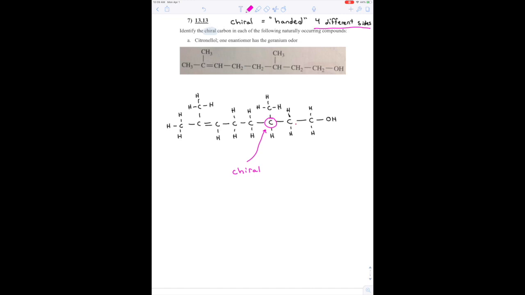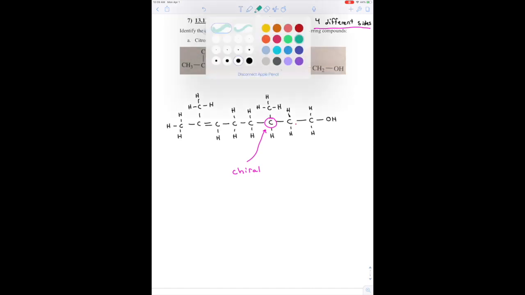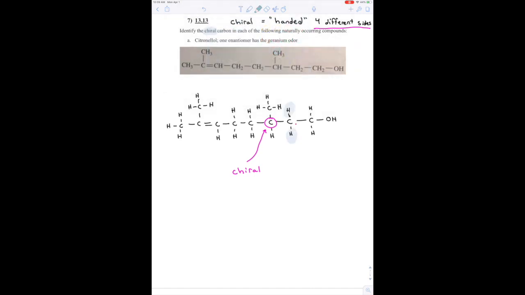If we play the same game with these others, we'll see that here we have 2 hydrogens, so it can't be bonded to 4 different things because it has 2 of the same, so that's not chiral. And then with this last carbon here, it's bonded to 2 of the same thing, so it can't be bonded to 4 different things, so it's not chiral. So we only have 1 chiral atom in this citronellol.